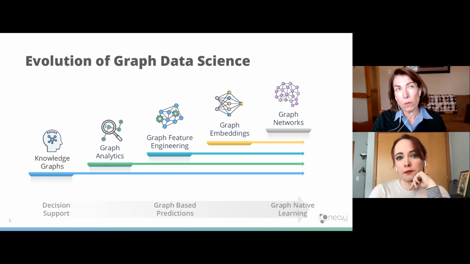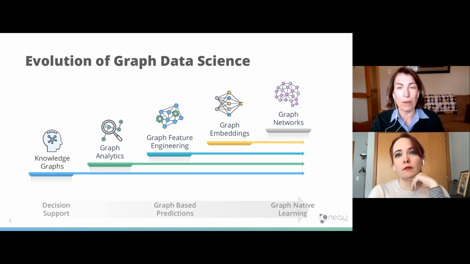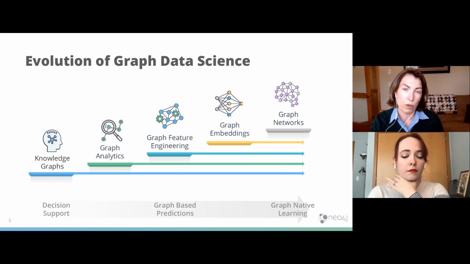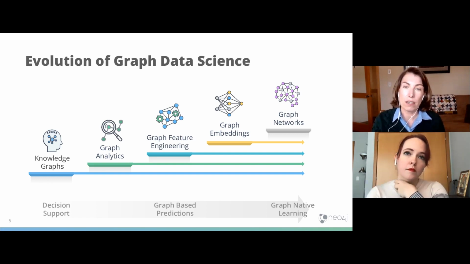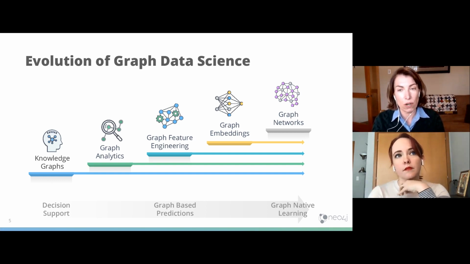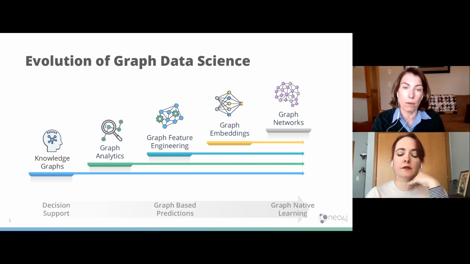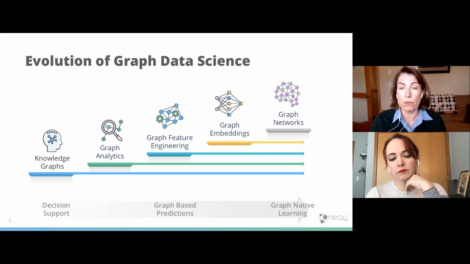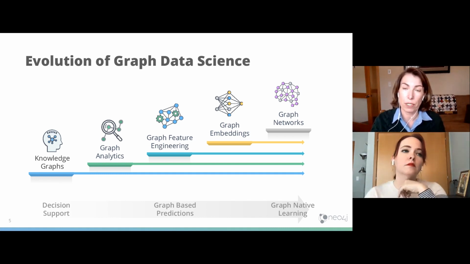Graph embeddings you can think of, and we're going to talk more about them, as kind of an advanced or nuanced form of graph feature engineering. So in this case, you are trying to represent the structure and certain areas of the structure of your graph, so you can then use that for some kind of machine learning itself. And then that takes us to graph networks, where you have graph native learning, and where you're starting and ending with a graph, but you're also trying to understand even more nuanced predictions and features, and doing that within a graph structure itself.